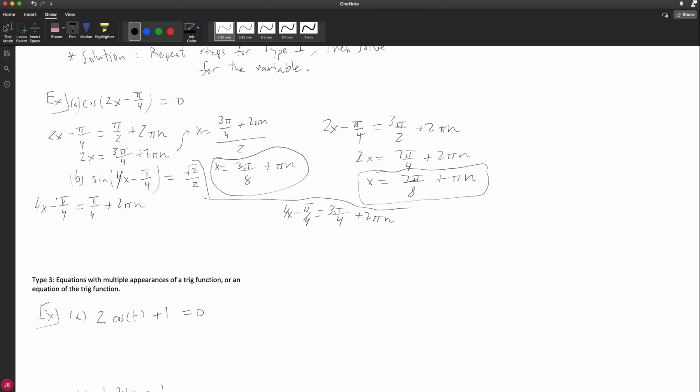So we add pi over 4 to both sides. We get 4x equals pi over 2 plus 2 pi n. Divide everything by 4. We get x equals pi over 8 plus pi n over 2, right? So this is one of our answers. And now same thing over here. Add pi over 4 to both sides, so you get 4x equals pi plus 2 pi n. And then divide everything by 4, you get x equals pi over 4 plus pi n over 2.